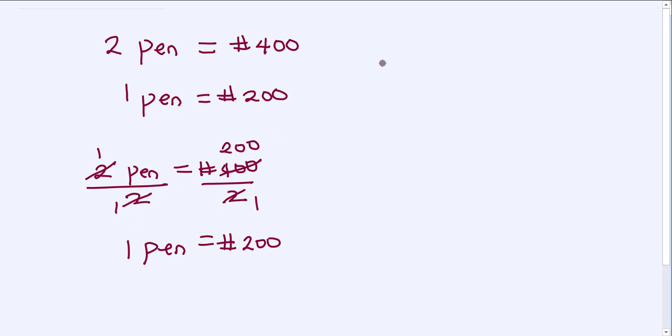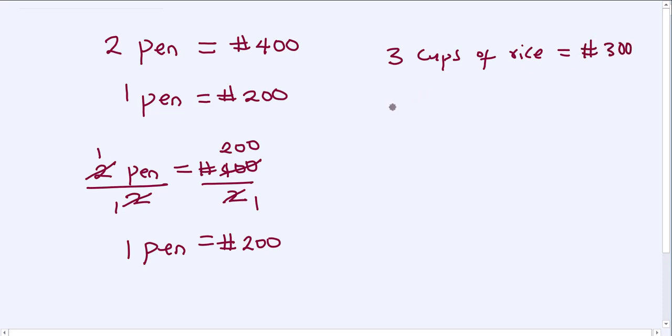Okay, let's say 3 cups of rice is equal to 300 naira. How much is 5 cups? Now, for us to find 5 cups, we need to also know the cost of 1 cup first. So what do we do? To find the cost of 1 cup, we simply divide by what? 3. We divide by 3.